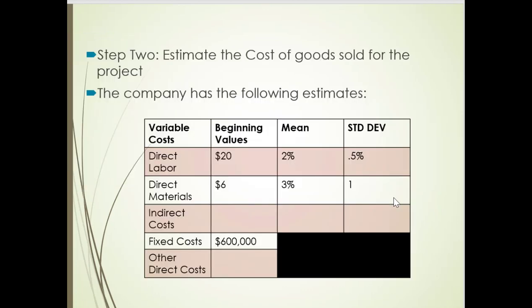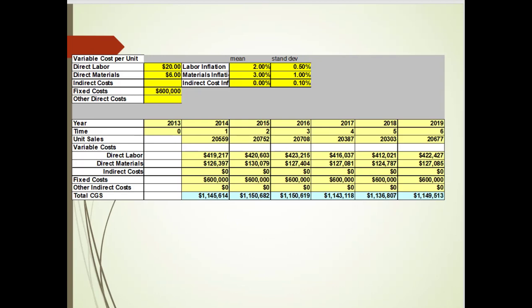Step 2, we need to look at the cost of goods sold for the company. And again, we know what the beginning values are, $20 and $6 for direct labor and direct materials, but we also have some growth and standard deviation of that growth to incorporate into our analysis. Fixed costs, in addition, are $600,000. And of course, we have room for other variables in our projection. So here's our variable cost per unit and our fixed costs.